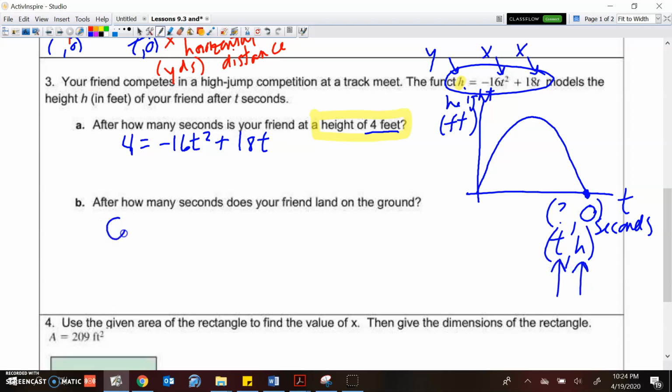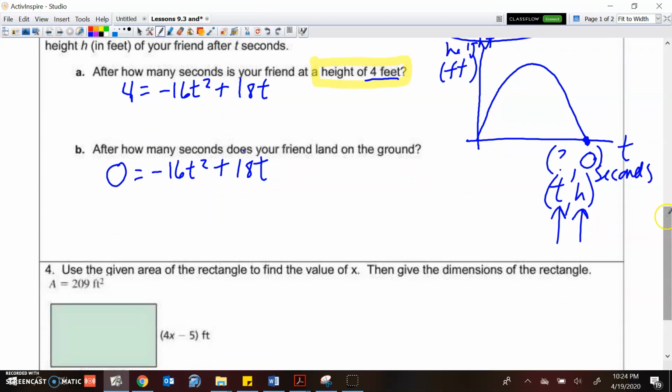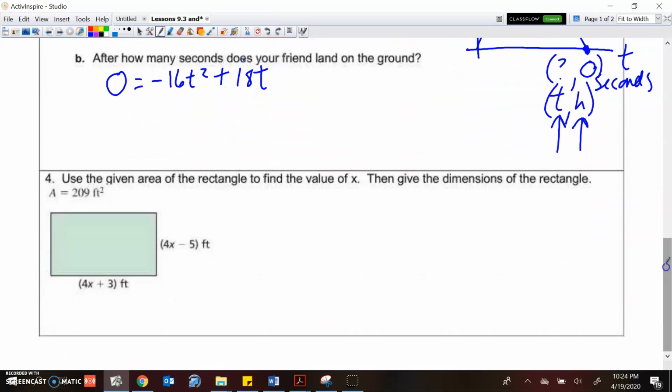So you're going to solve the same thing, but this time you put 0 in place of the h value. This one's actually going to be a little bit easier to solve. You can solve by factoring or the quadratic formula. Solving by square roots won't work because you have this 18, this linear term here. But either of the other options work: factoring, pulling out a GCF if it exists, or using the quadratic formula.